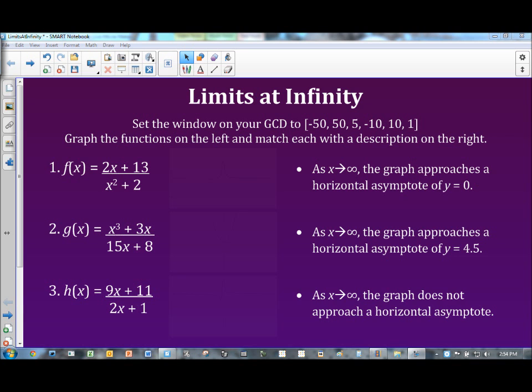Welcome back. We're going to talk today about limits at infinity. I'd prefer it be called limits as x approaches infinity, but that's probably too long of a title. So we're going to talk about that today.